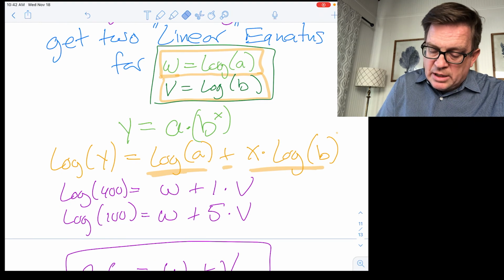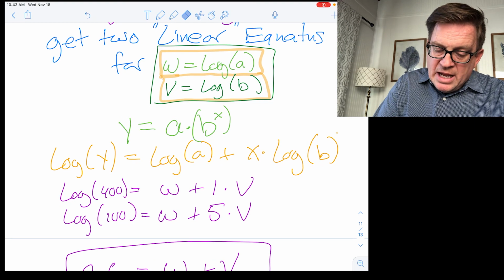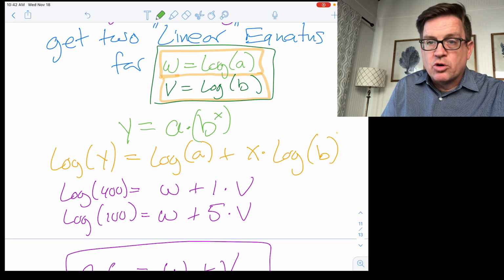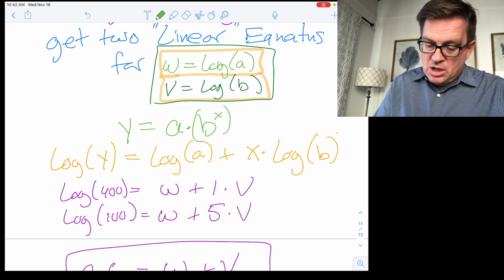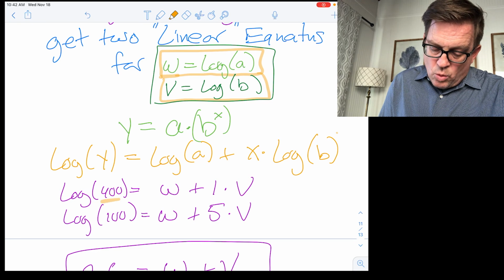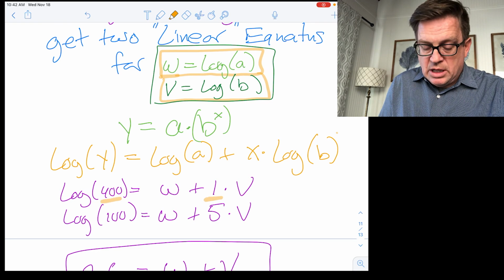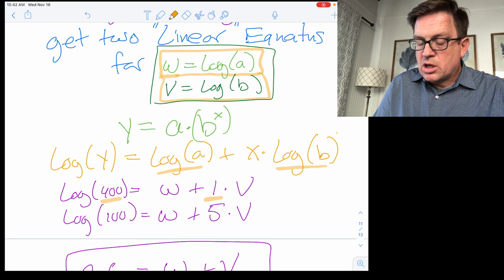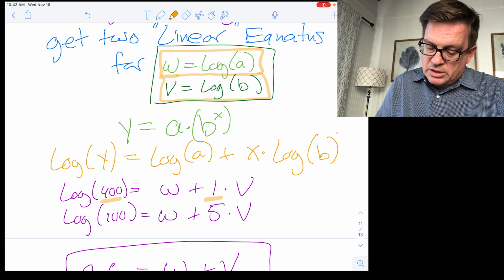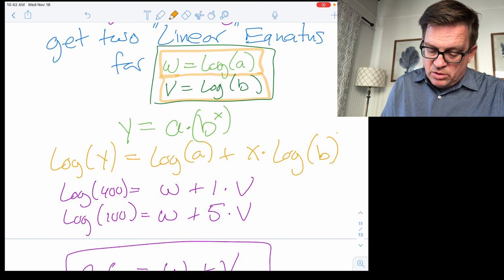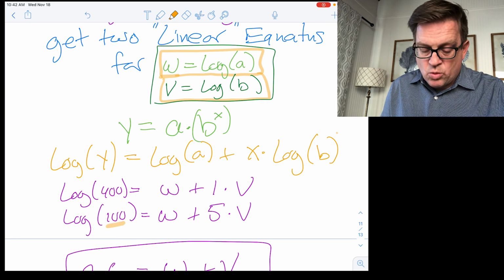And so when you do that, now it looks like the general form, and now we can plug in our two data points. We can plug in y is 400 and x is 1, and we get log of 400 equals w, which is the log of a, plus 1 times v, which is the log of b. And then we can plug in our other value: when y is 100, x is 5 in that case. So we get log of 100 equals w plus 5v.